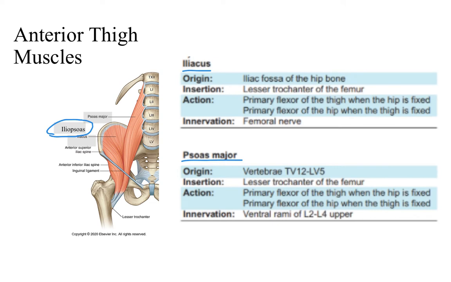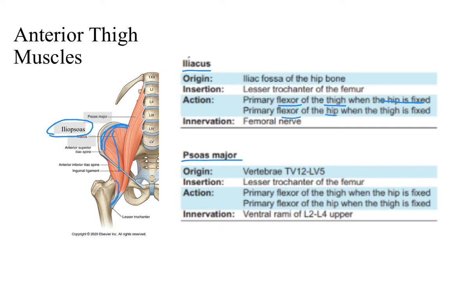The iliacus, which is this one right here, notice it's going along the ilium, hence its name, iliacus. It goes downward and then inserts into the medial aspect of the femur at the lesser trochanter. And so in doing so, what it's going to do is flex the thigh when the hip is fixed. So what this means is if you're standing straight up in anatomical position, and you raise your thigh, that's flexion of the thigh with the hip being fixed.